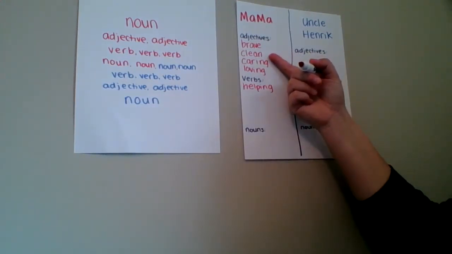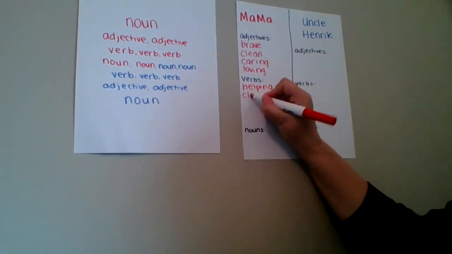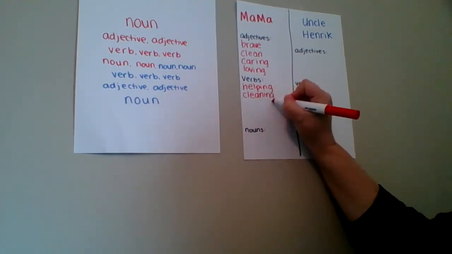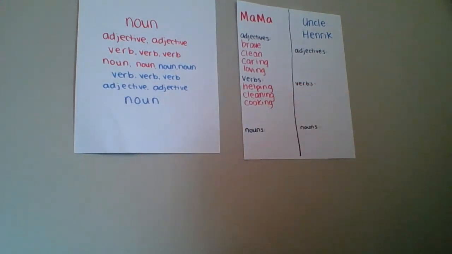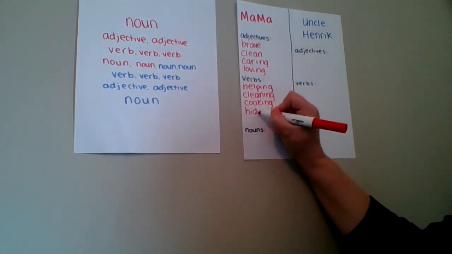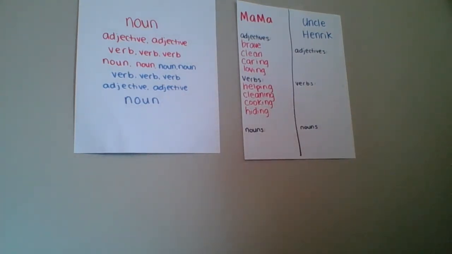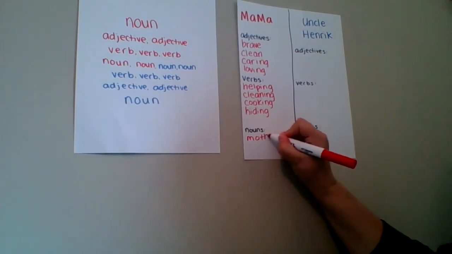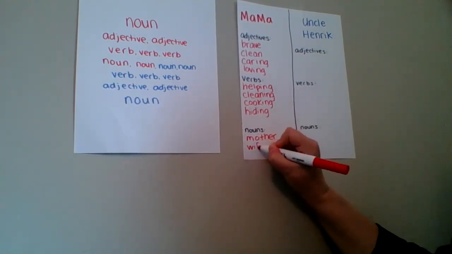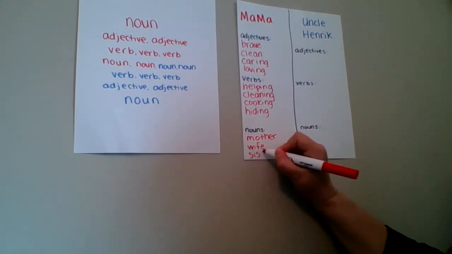Since I said that she was a clean person, maybe she was cleaning. I know that sometimes she was cooking, and she was cooking for Ellen when she came to stay with them. I know that sometimes she was hiding people, like hiding Ellen. And let me think of some nouns. Some other person, place, or thing type of word that I can describe her. Like mother, wife, sister to Uncle Henrik.